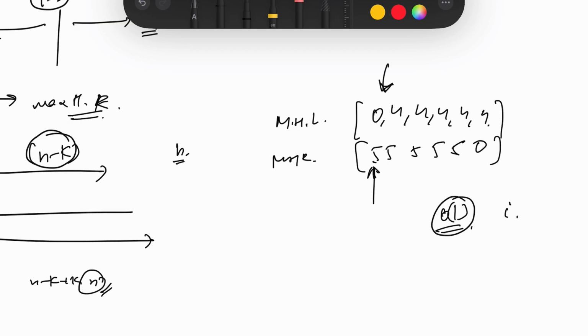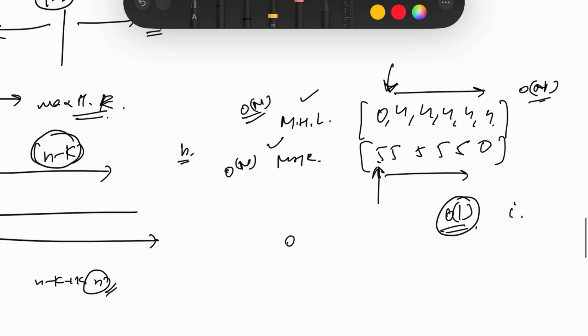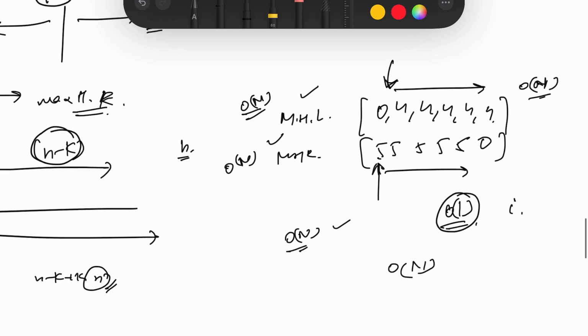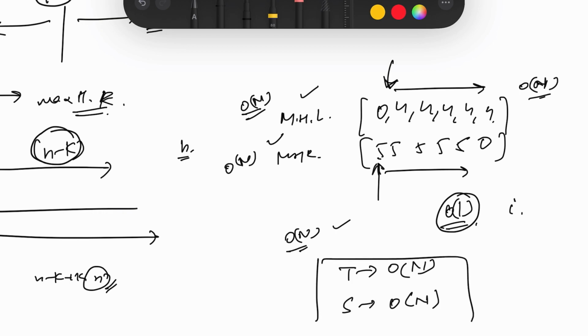What is the time taken to calculate these two arrays? Order of n time for each. So order of n time to calculate this array, order of n time to calculate this array, and order of n time to do the processing. So in total, it is going to be order of n time for this solution. And what is the space here? Space is also going to be order of n because we are taking two arrays. Got it?